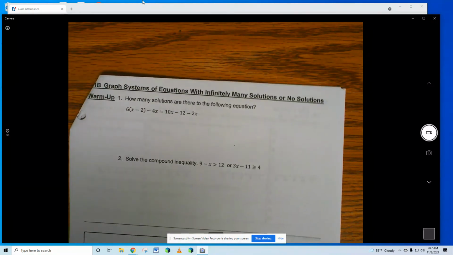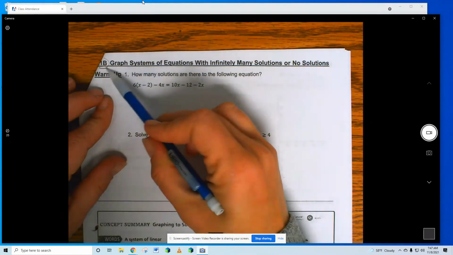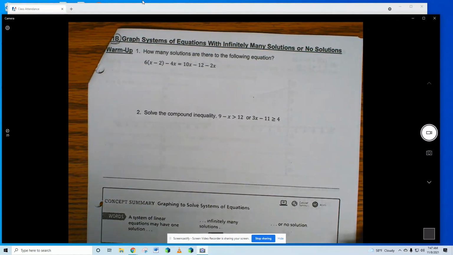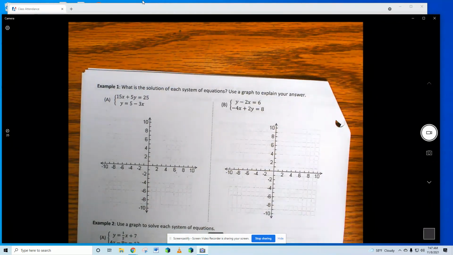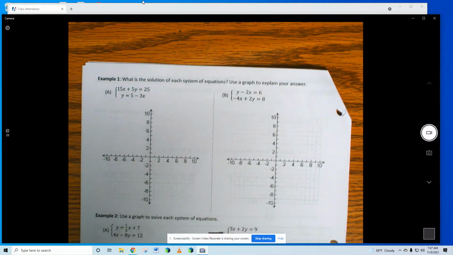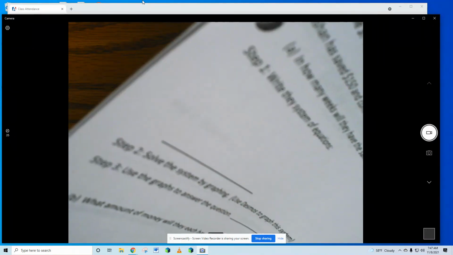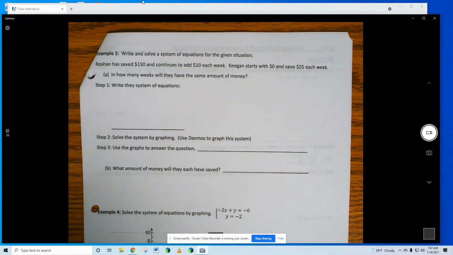We're kind of doing all this in one day. But 4.1b is exactly what we did at the beginning of the period. One solution, no solution, many solutions. So, can you guys go to notes? You know what I'll do? We'll do the word problem. Write and solve a system of equations for each situation. This is in 4.1b.